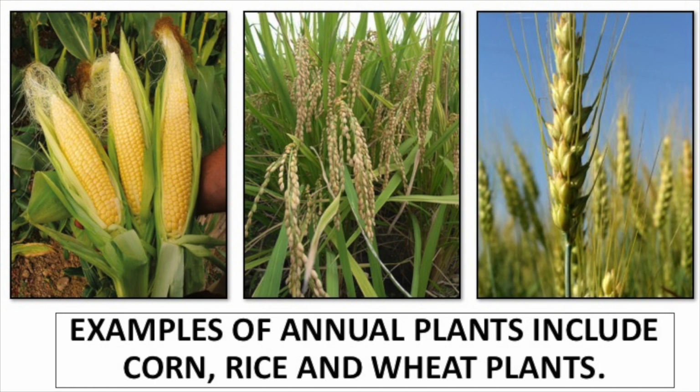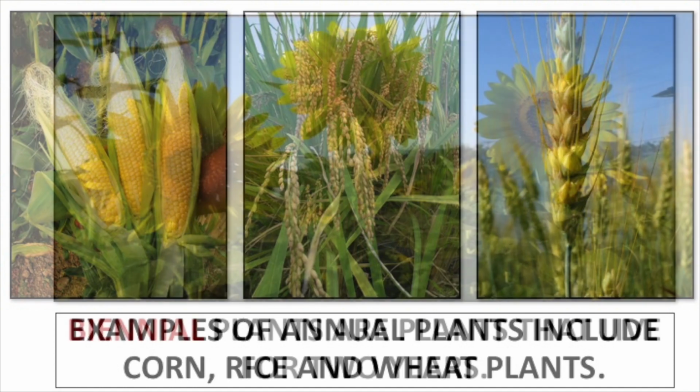That's why they need to be planted often. The rice that we eat on our plates begins in this middle picture here. It begins as the rice plant. And the rice plant only has 1 season. It will grow, it will produce rice, and then it will die. That's why we need to grow them every year, because they're annual plants.